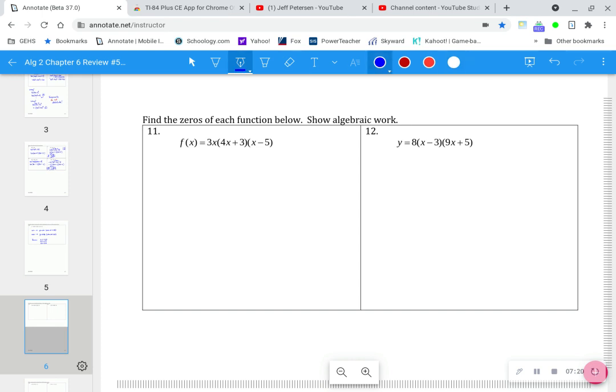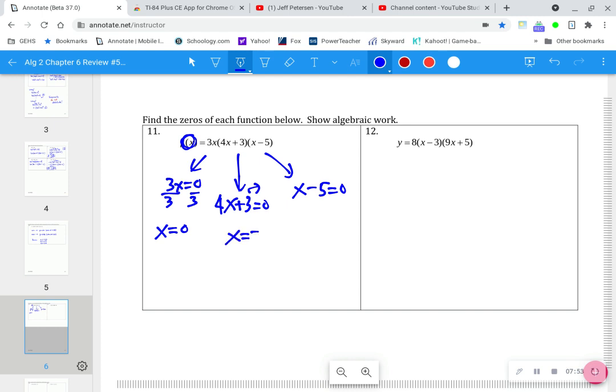You're just going to pretend that you're setting the y value equal to 0. So put a big 0 there, and then that allows you to split this up into 3x equals 0, 4x plus 3 is equal to 0, or x minus 5 equals 0. And the answers here, when you solve, here you divide by 3 on both sides, so you get your first answer of 0. Here you take the 3 over and divide by 4. And the last one, you take the 5 over and you get x equals 5. So we get 0, negative 3/4, and 5.